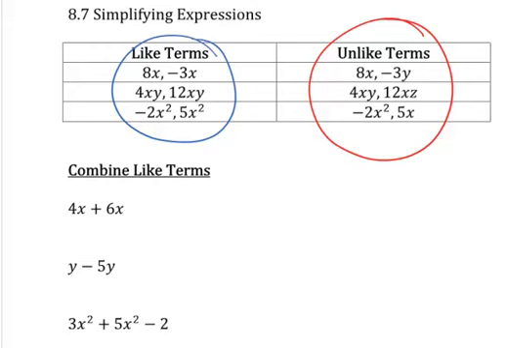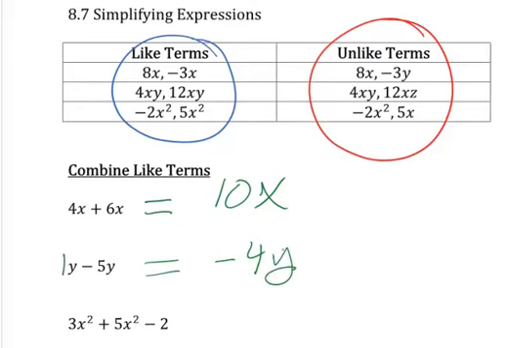Okay, so what we're going to do here in 8.7 is combine like terms. In combining like terms, all we're doing is adding or subtracting the numbers in front of my variable components. So 4x plus 6x is going to leave us with 10x. In the next problem, I can think of this as a 1y. So 1y minus 5y would give me a negative 4y.